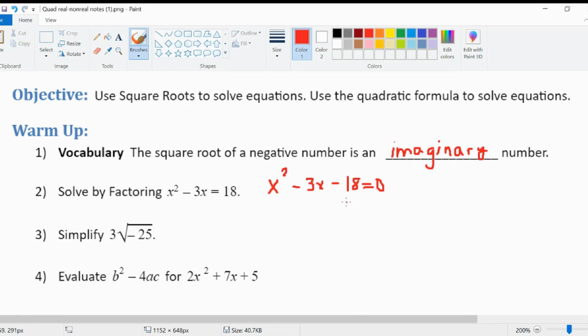So if you want, you can pause the video and try it on your own. The two numbers we're looking for would be negative 6 and positive 3. So those are the two values that are going to multiply to negative 18 and then add to negative 3. And then we get those factors, so x minus 6 and x plus 3 is going to equal 0.